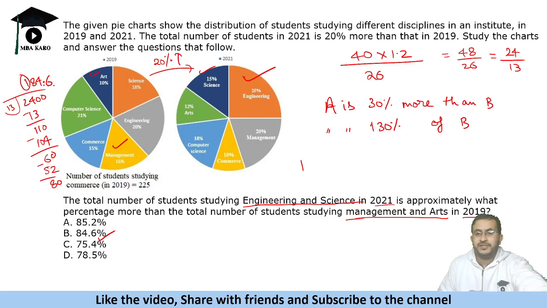So this is a way to solve pie chart based questions. It becomes so easy to solve questions without even calculating the actual values. Very few people know it, and if you saw this for the very first time, it's great.